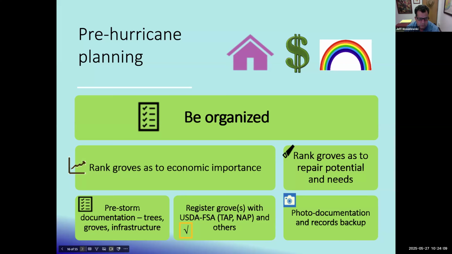Pre-storm documentation. How many trees do you have? How many groves do you have? What's the infrastructure? Document that. Bottom right, photo documentation and records backup. So bottom left, you're documenting. Bottom right, you're doing it with pictures.